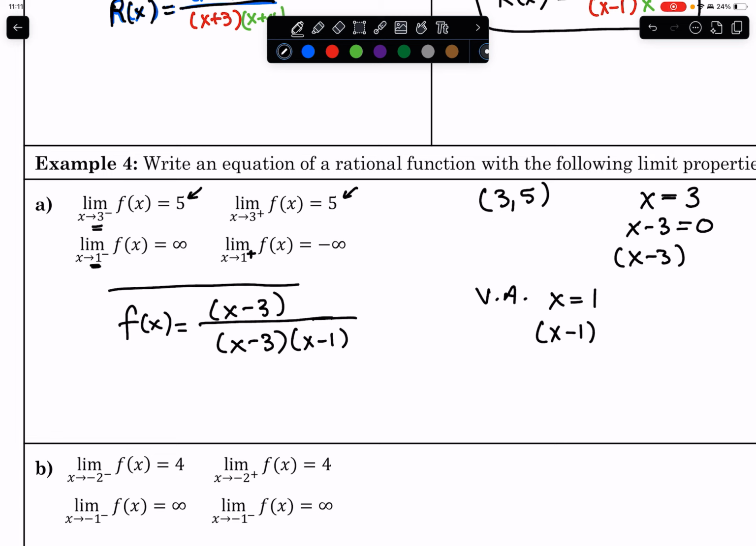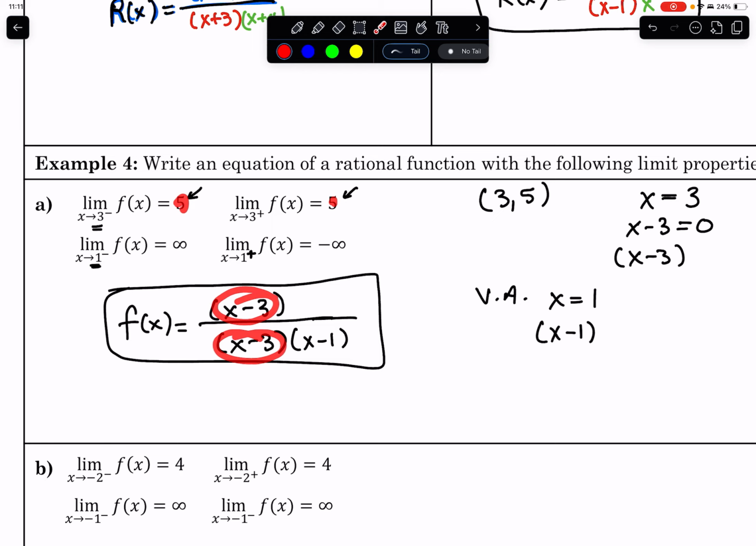So the equation where the limit as x approaches 3 is the whole number 5 would be a hole, so we would need that factor in both locations. And the limit as x approaches 1 goes to the infinities, an infinite discontinuity. That would be a vertical asymptote, whose factor is only found in the bottom.